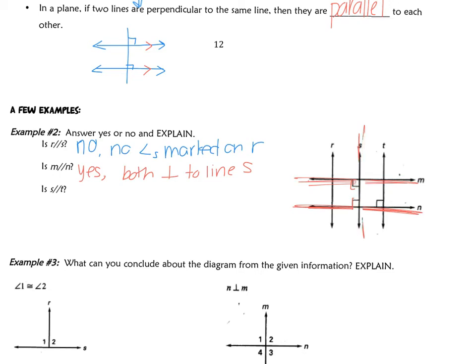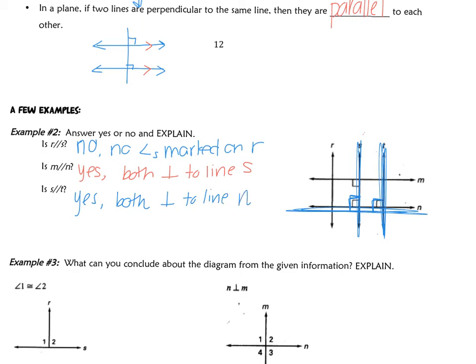Next one. Is S parallel to T? So when we look at S compared to T, here's line S, here's line T. Hopefully you can see that they're both perpendicular to line N. They form those right angles. So this one is yes, because both lines are perpendicular to line N. And in this case, I would ignore line R and line M actually. Okay, so just focus on what is needed.